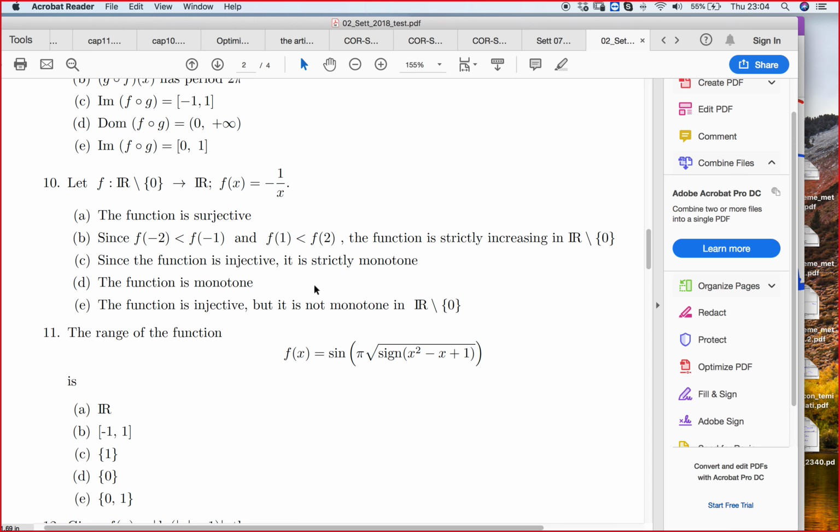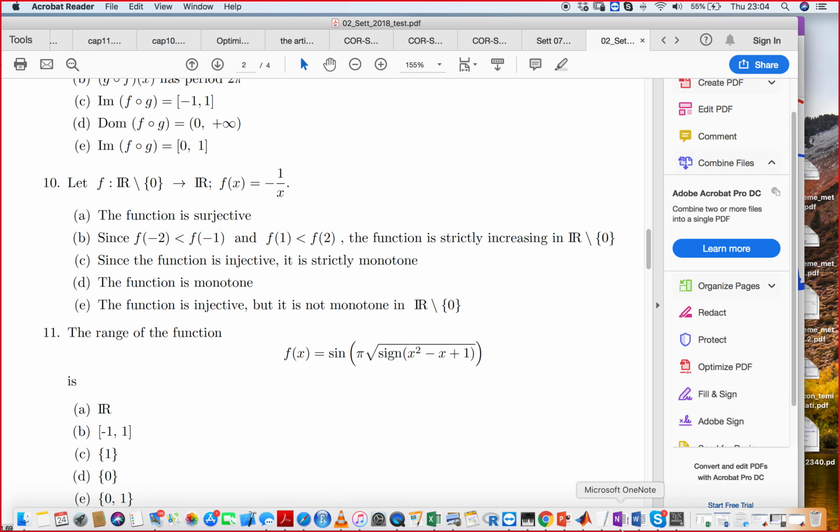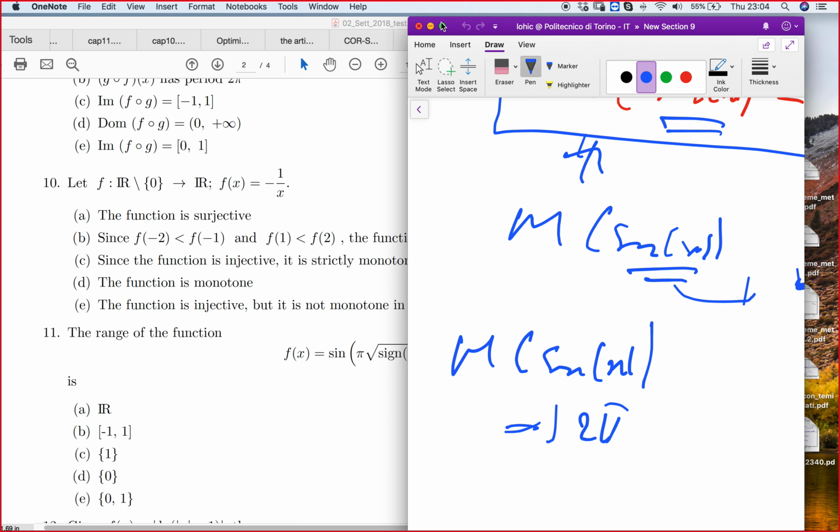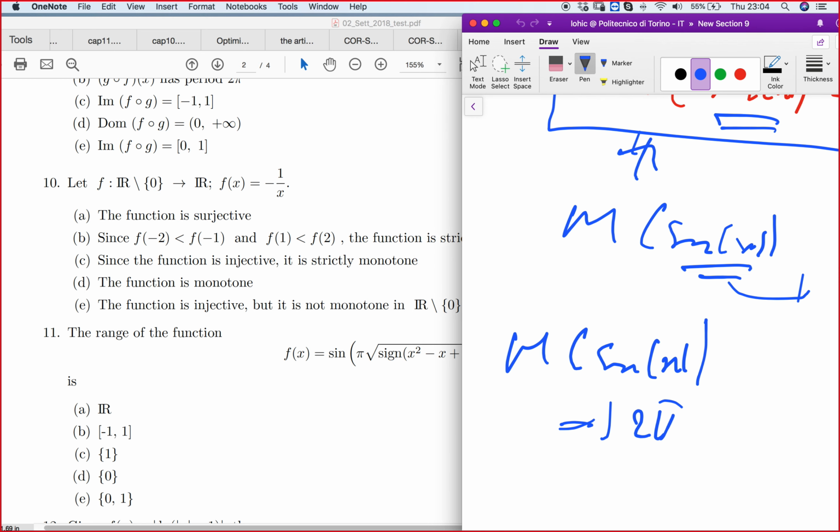Okay, so I move to MCQ number 10. I hope the short presentation about periodic functions was clear, and it will be helpful for you. Okay, so let's move to question number 10.